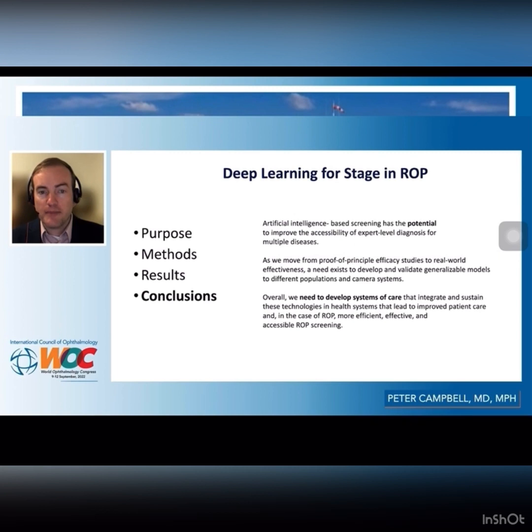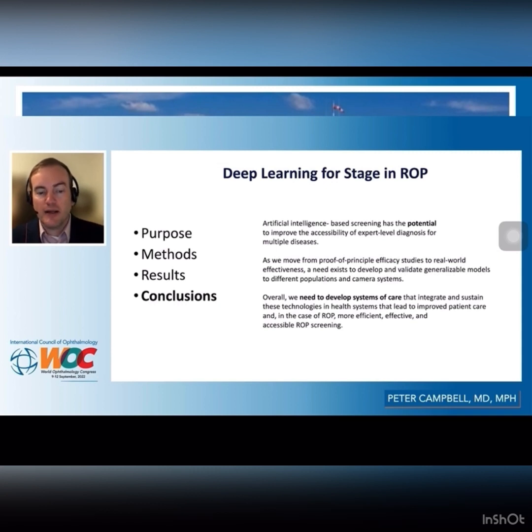In conclusion, artificial intelligence-based screening for the diagnosis of stage has the potential to improve the accessibility of expert-level diagnosis for multiple diseases. As we move from proof of principle efficacy studies, as shown here, to real-world effectiveness studies, a need exists to develop and validate generalizable models to different populations and camera systems.